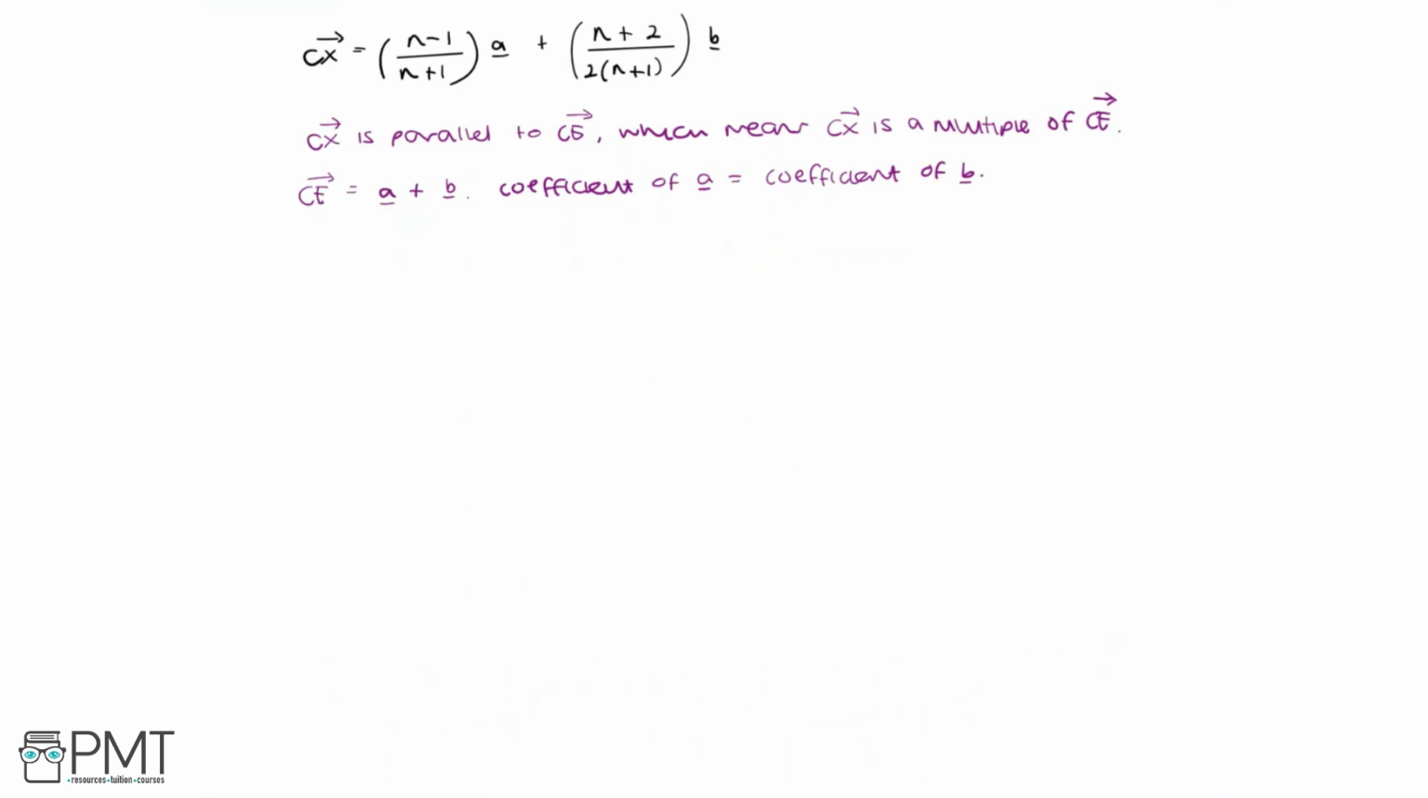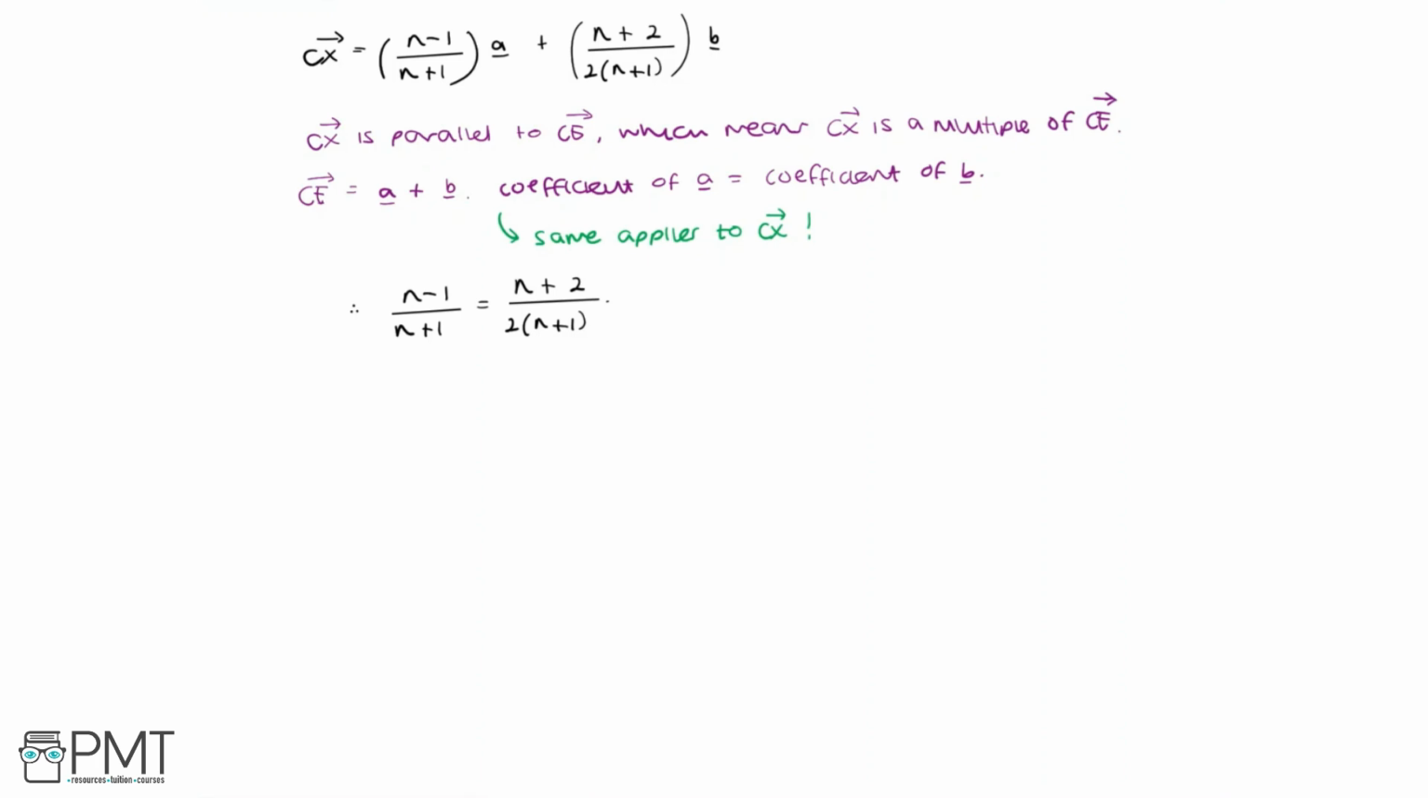And so we need to pick up on the fact that because CX is parallel to CE, the same principle applies to CX. And so for the vector CX, the coefficient of A must be equal to the coefficient of B. Now we know that the vector CX is equal to n minus 1 over n plus 1 a plus n plus 2 over 2 lots of n plus 1 b. We said that for the vector CX, the coefficient of a is equal to the coefficient of b, and so we can say that n minus 1 over n plus 1 is equal to n plus 2 over 2 lots of n plus 1. Now we can begin to simplify to solve for n.